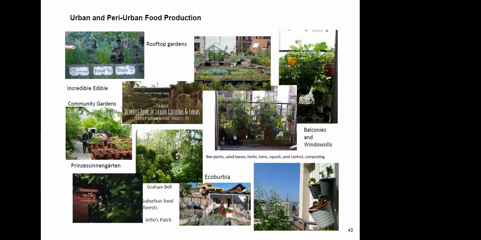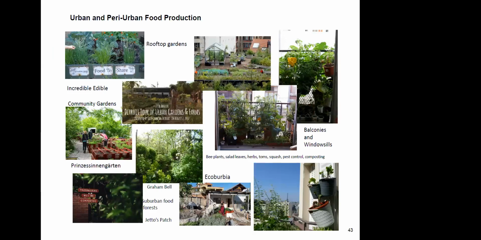So I wanted to introduce a few of these photos just to inspire people who would really like to grow some stuff and to get their hands in the soil. So in the top left-hand corner, there is Incredible Edible. You can go online and Google this.